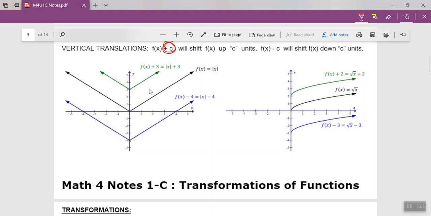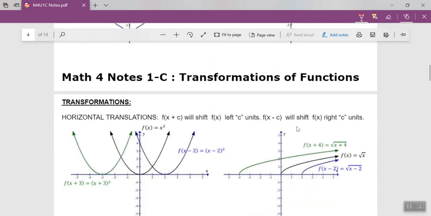The V is still going to look the same for the absolute value, but it's moving up or down. Same thing is happening over here. Square root of x, there's that weird half parabola going on there. If I move it up, square root of x plus 2, it goes up 2. If I go square root of x minus 3, it goes down 3. So that on the tail end of it, it's going to shift it up and down.